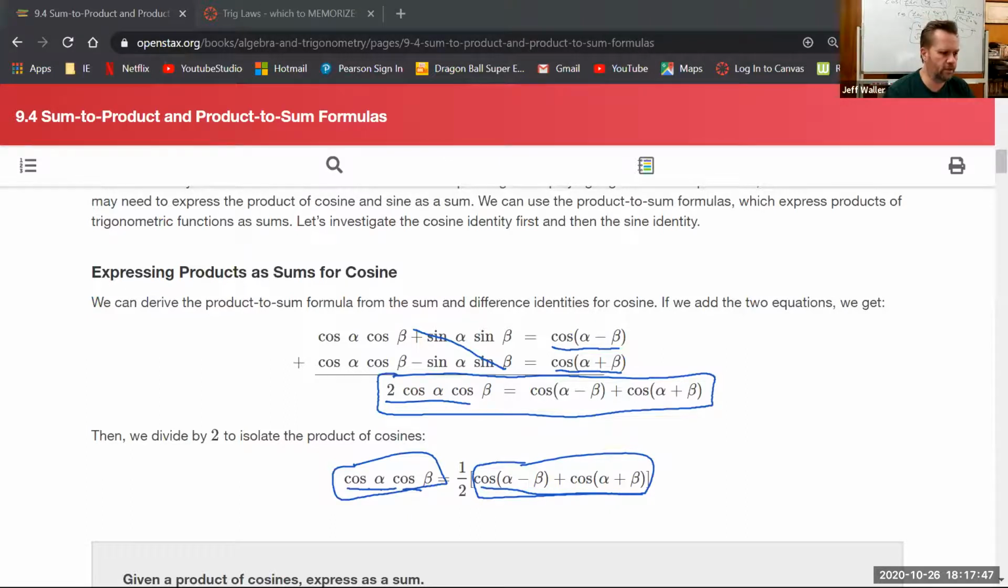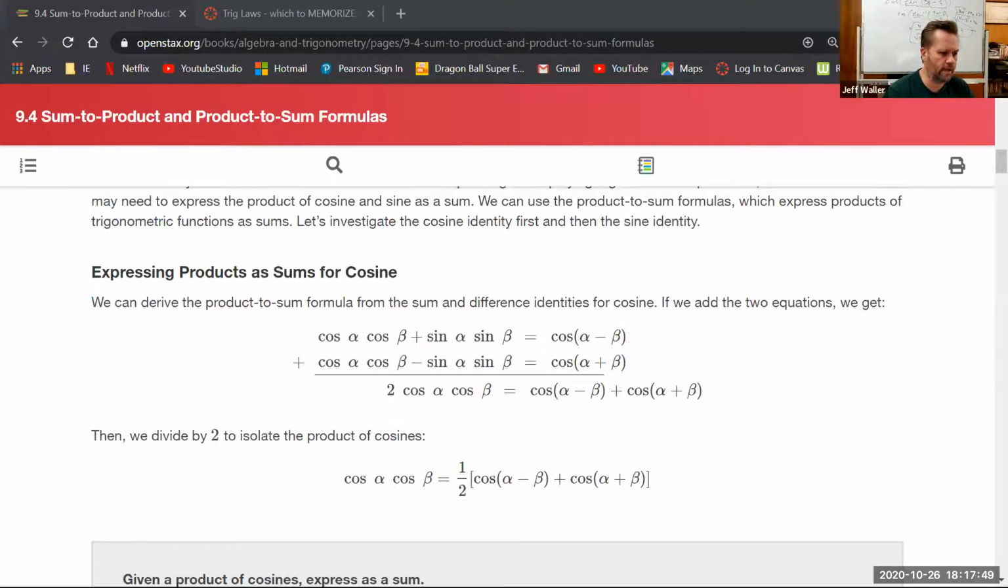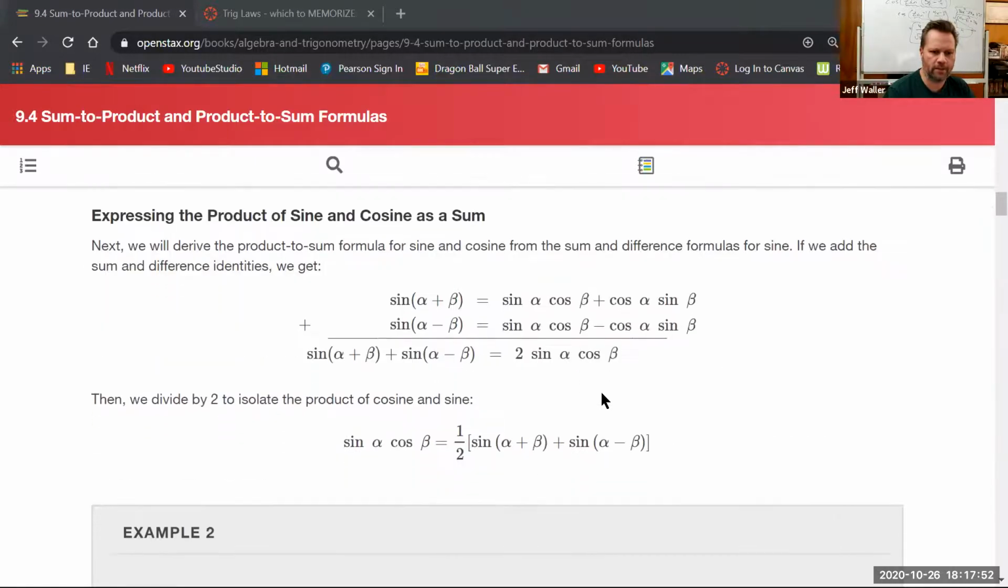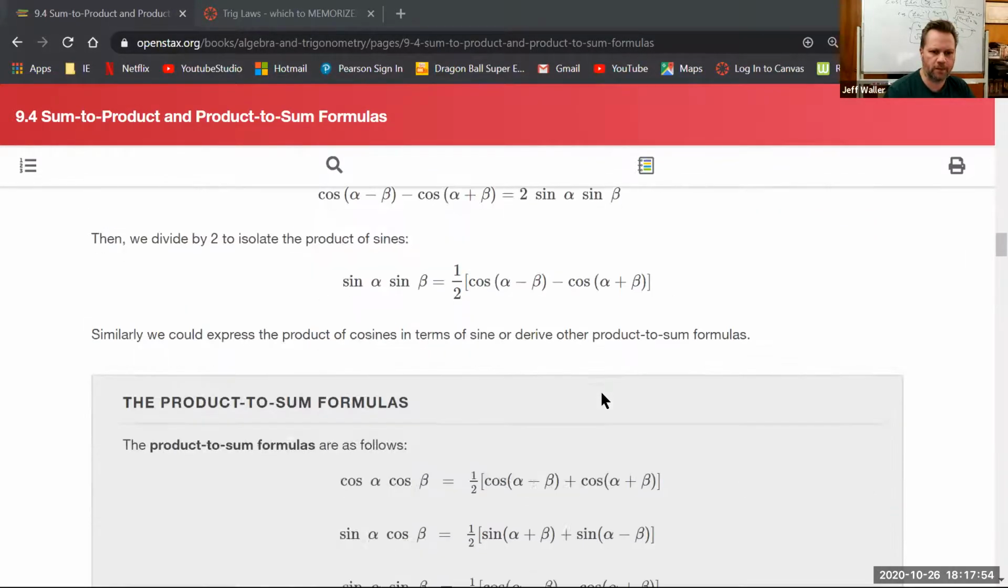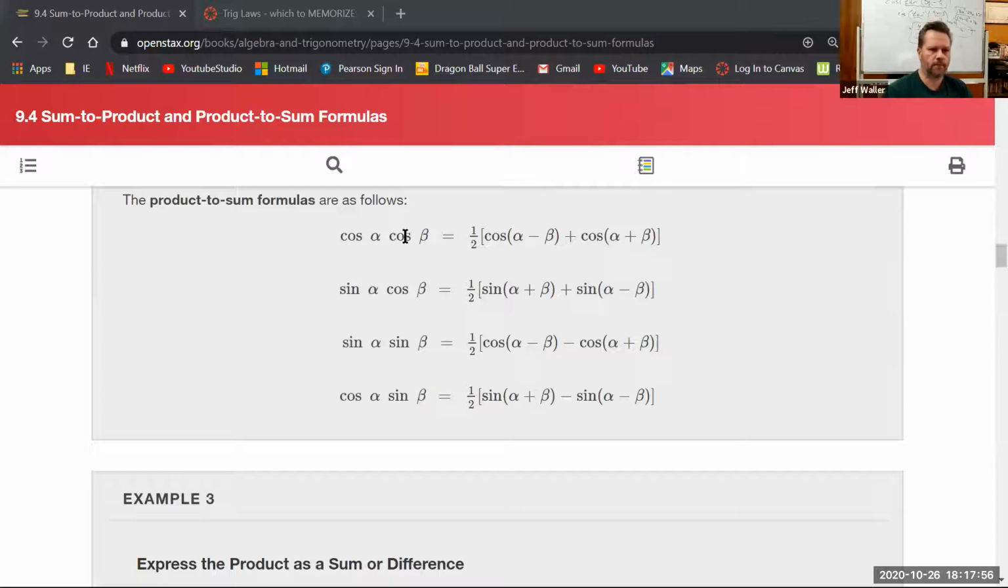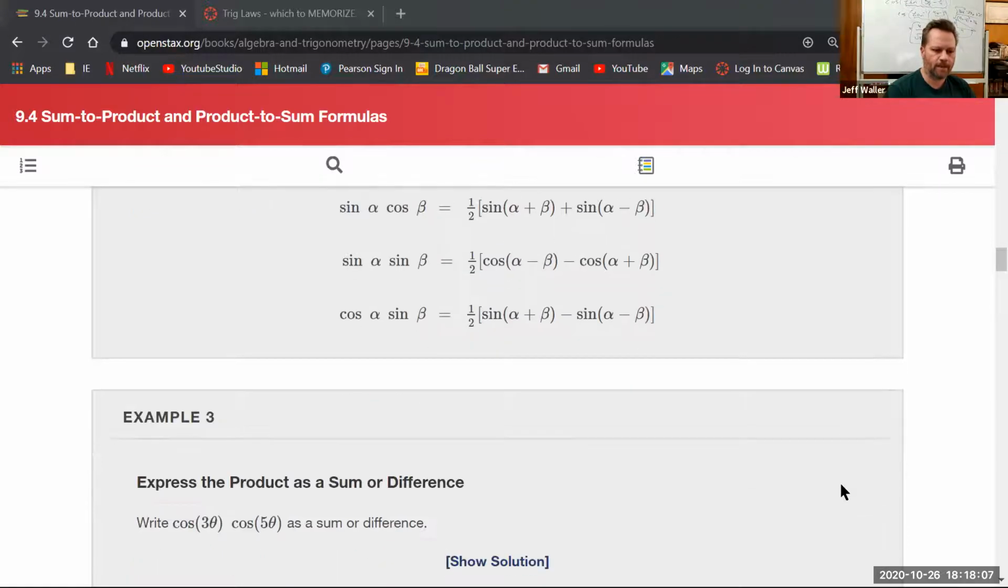So let me just jump ahead a little bit. They do that with sine and all that kind of stuff also. That's on the green sheet underneath the dark black line, because you don't have to memorize it, but you can see why they call it product to sum. You can see that.